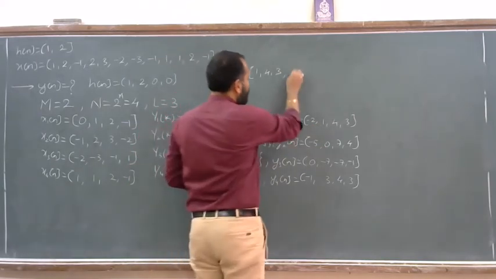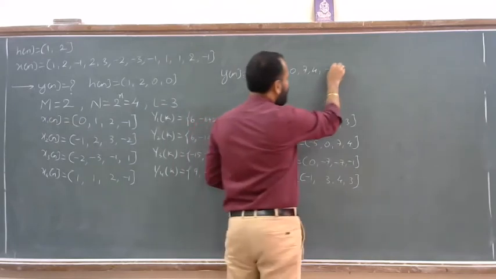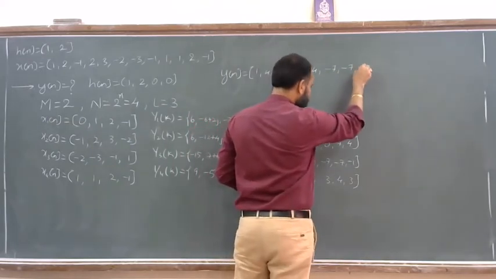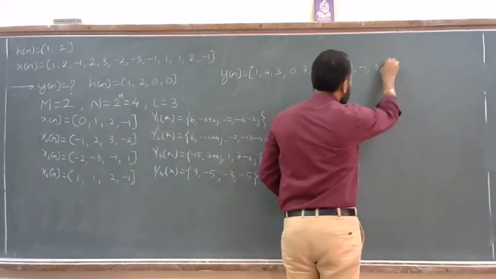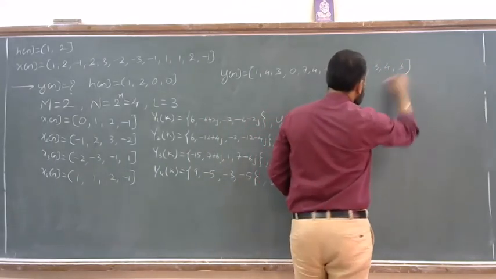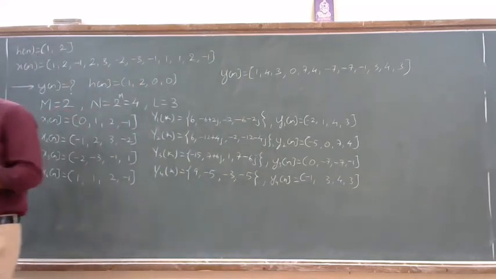From the second output block, 0, 7, 4 will be retained. And from the third output block, minus 7, minus 7, minus 1 will be retained. And from the fourth output block, 3, 4, 3 will be retained. Okay. Now, is this correct?